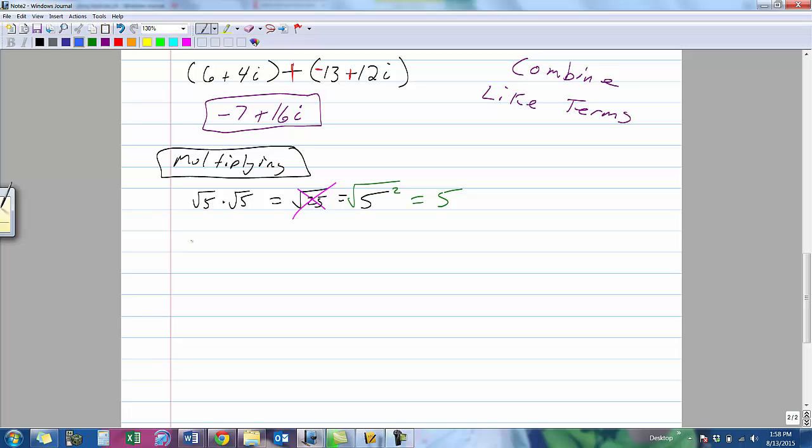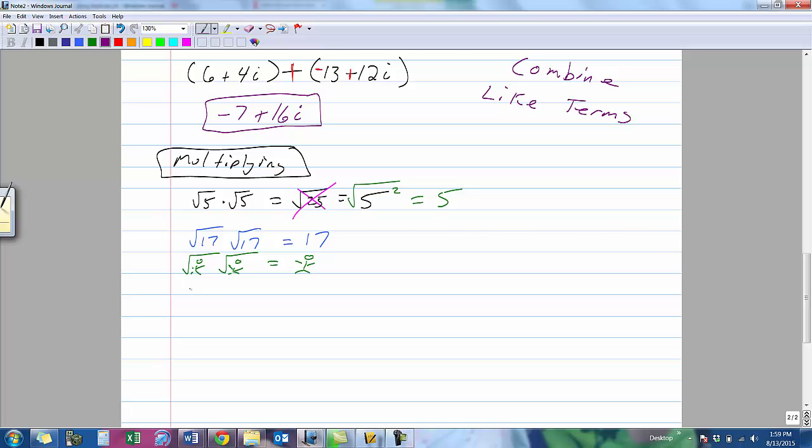Right, so let's do another one. What is root 17 times root 17? 17, right? What about root stick dude times root stick dude? That'd just be straight up stick dude, right? Root stick dude times root stick dude is stick dude.